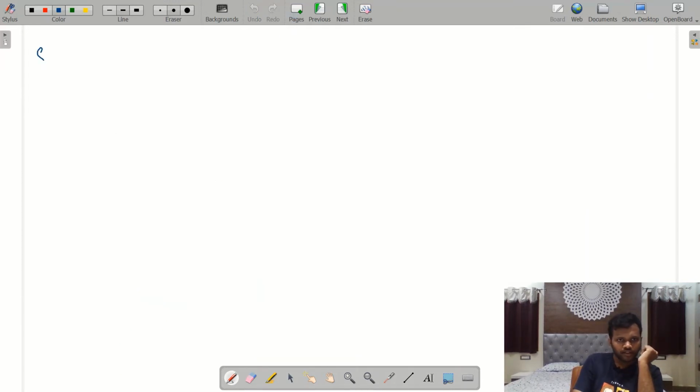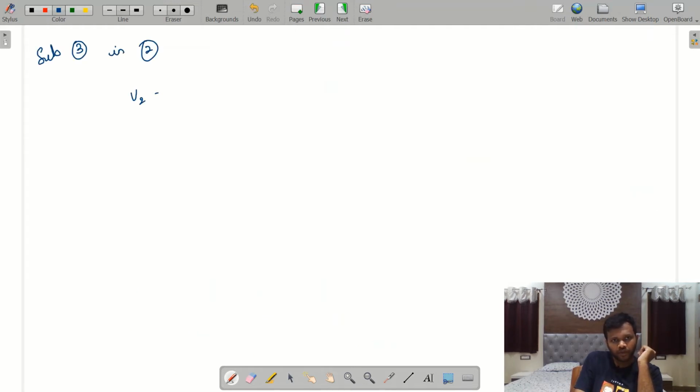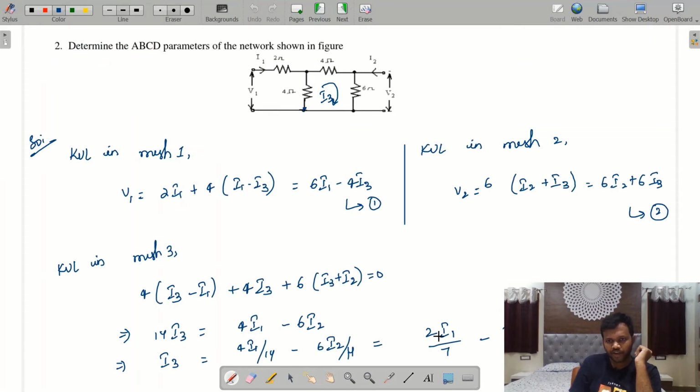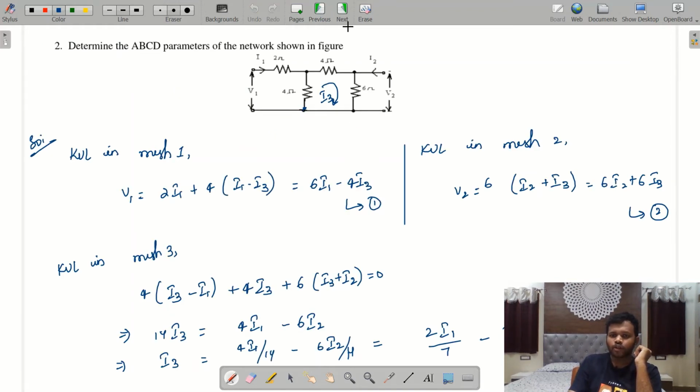Right, substituting 3 in 2, what do we have? V2 equal to 6 I2 plus 6 I3, which will be equal to 6 I2 plus 6 into I3. In place of I3, what will we write? 2 into I1 by 7 minus 3 into I2 by 7.